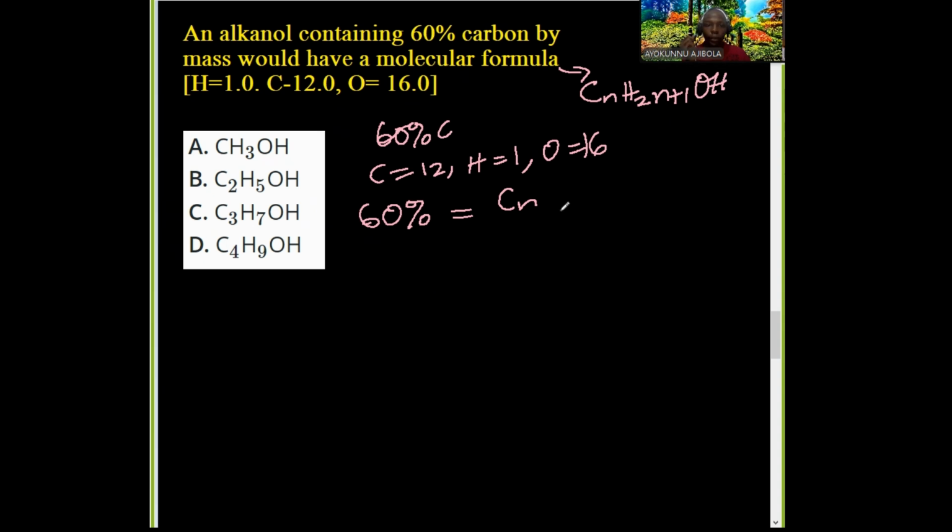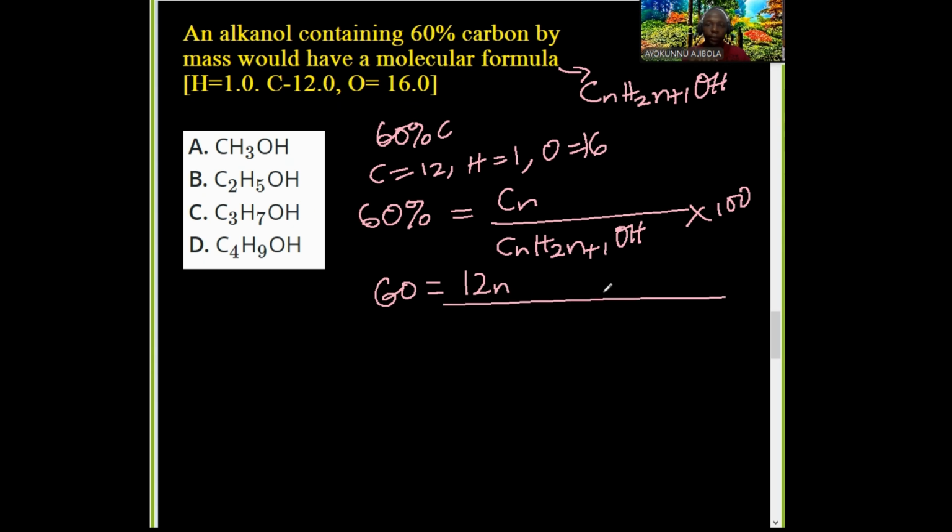Yes, sir. So with this, we have Cn over CnH2n+1OH, because it's 60%, times 100. So that means 60 equals carbon, which is 12. We don't know the number of carbon, and that's what we're trying to find out. That will also give us 12n plus 2n plus 1 times 1, plus 16, then times 100.